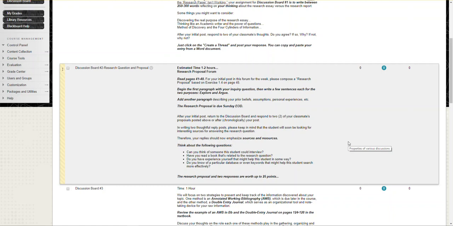So begin the first paragraph of your research proposal with your inquiry question or questions. Please try to limit them to about 3 questions. Then write a few sentences for each of the two purposes.